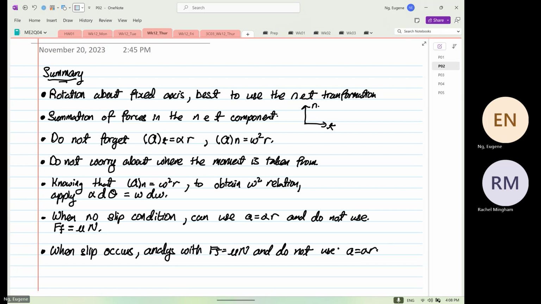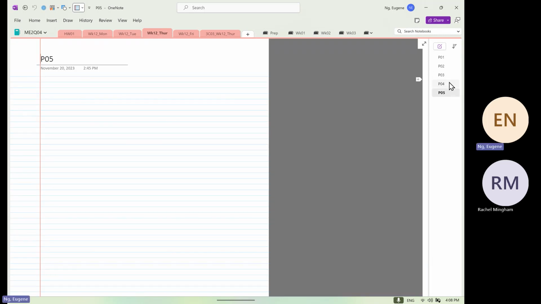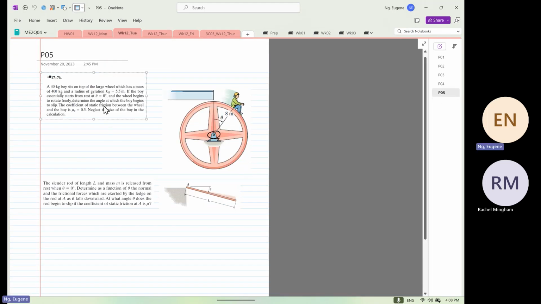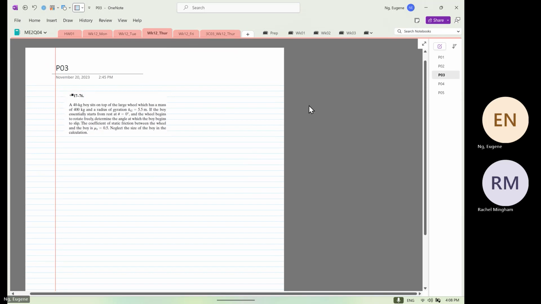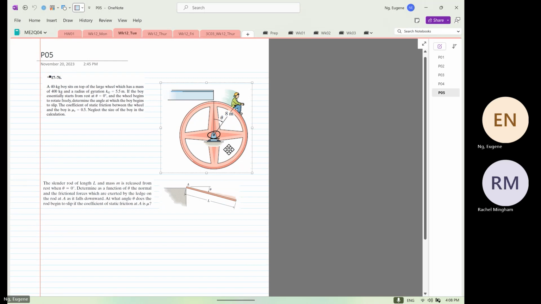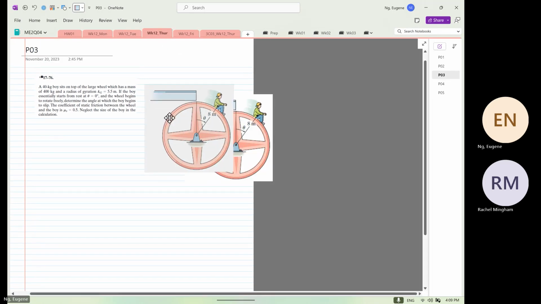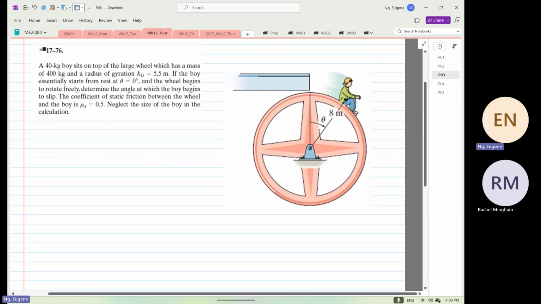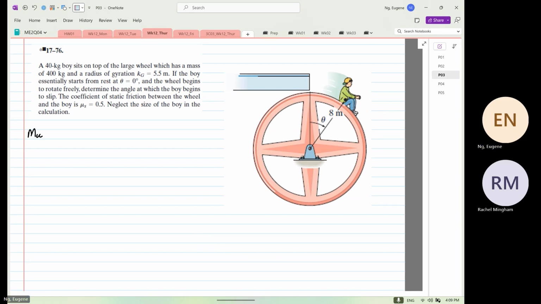Okay, right. The next problem that we're going to do is very abstract. It's about this boy that's rolling over. So this problem that you see is what I like to call, okay, a multi-body problem. What do I mean by multi-body? Is you have the wheel and you have the boy.